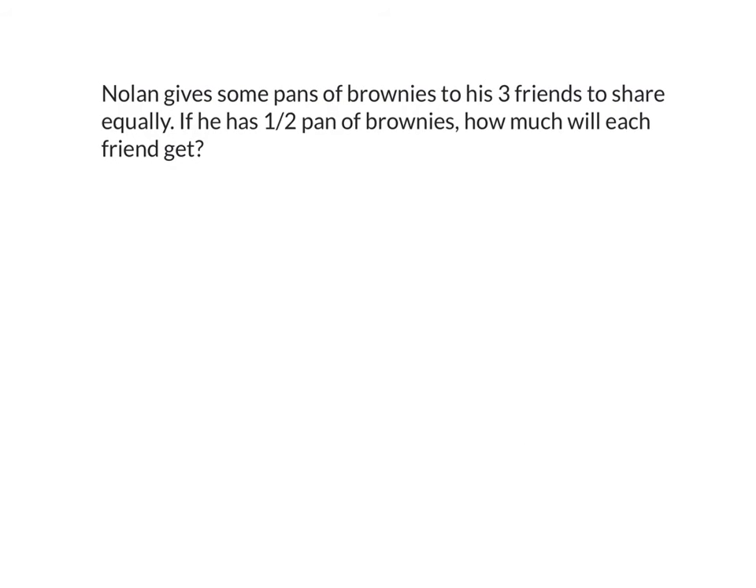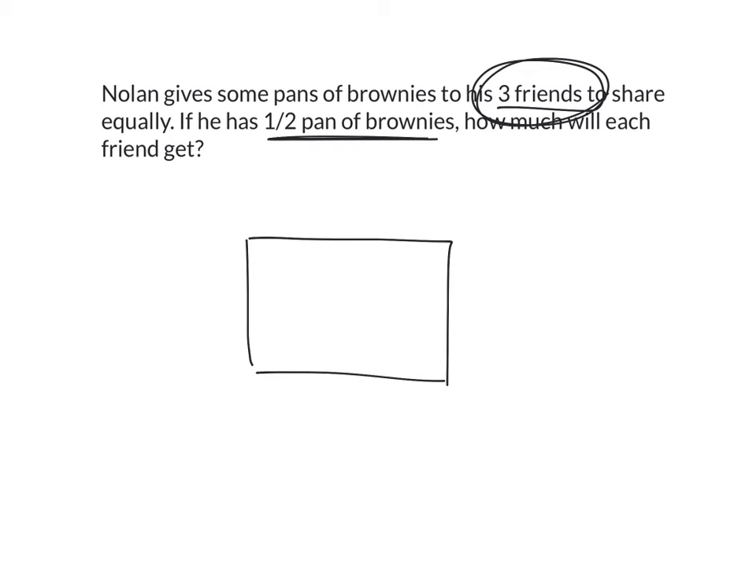This time, Nolan is giving some pans of brownies to his 3 friends again. So that means our divisor is still going to be what number? 3. But this time, he's starting with half a pan of brownies. Okay, so we're trying to figure out how much each friend's going to get. So let's go ahead and draw that situation. If this is 1 pan of brownies, does Nolan have the entire pan of brownies? He only has how much? Half. So go ahead and split it into half, and then lightly shade in half to show that this is what we're starting with.